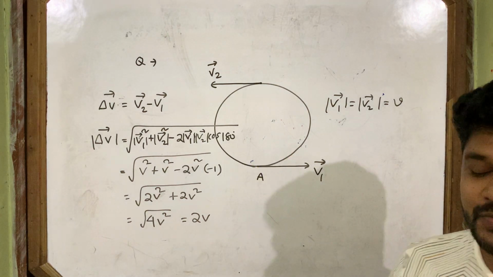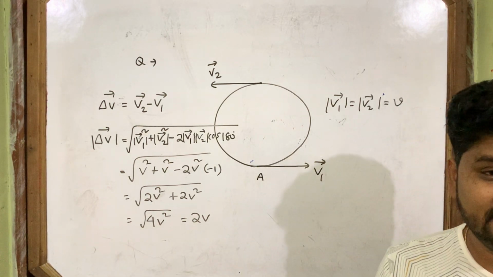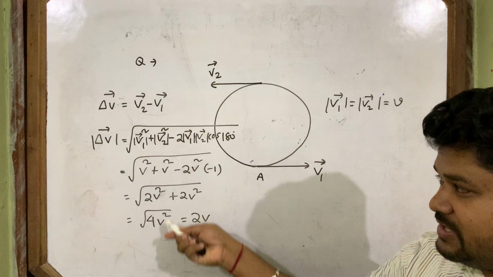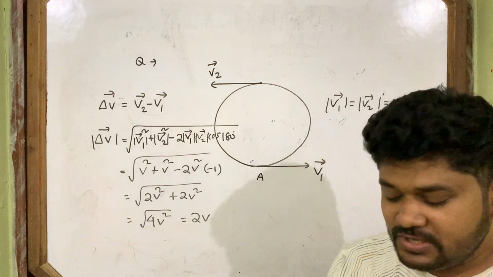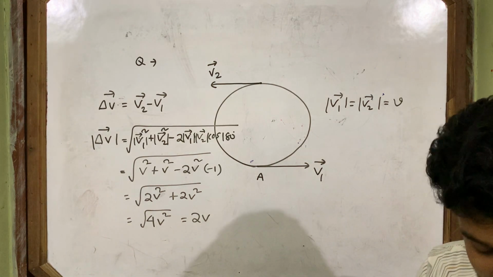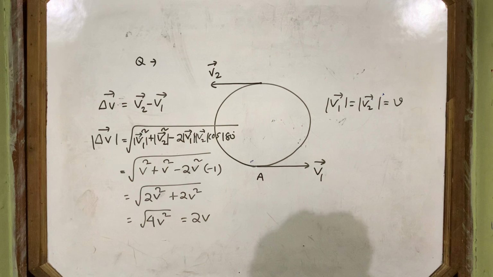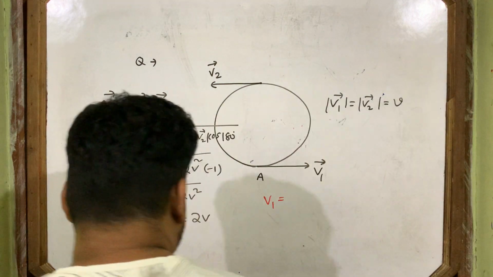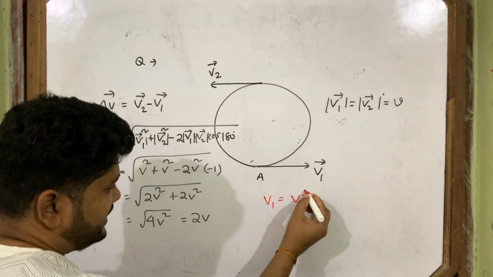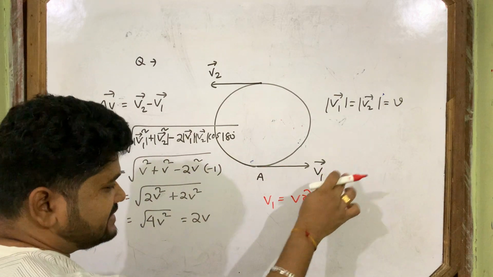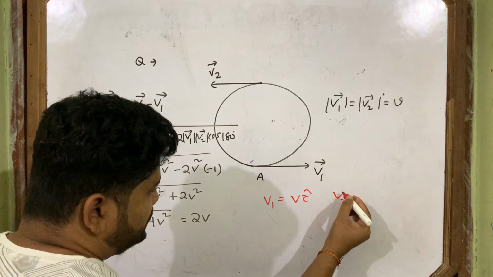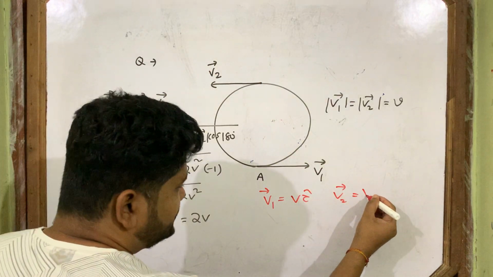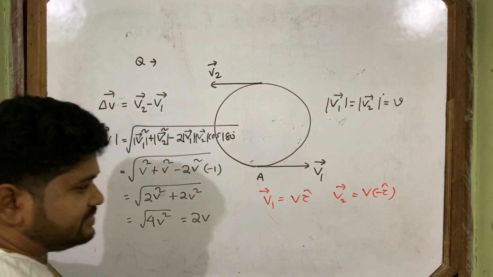If you want, you can also do the same question in i cap j cap form. That will be easier, without using this triangle law formula. How can you do it? You see, I am doing here v1 is equal to, this is v i cap. If you take this side as the x axis, then this v2 vector, whose magnitude is v, is v minus i cap.